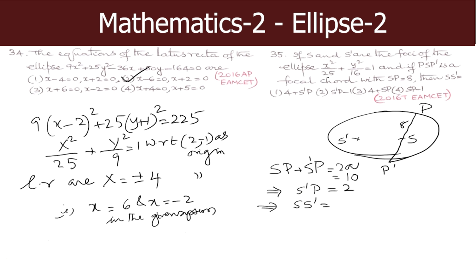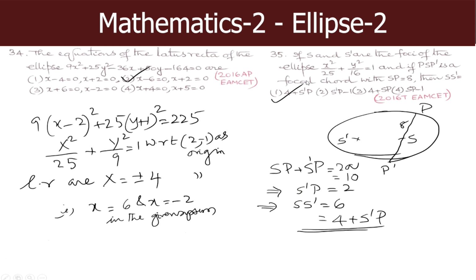AE is root of 25 minus 16, 9. AE is 3, so therefore this is 6. This is equal to 4 plus 2, 2 is S dash P. So SS dash is 4 plus S dash P, which is the first option.